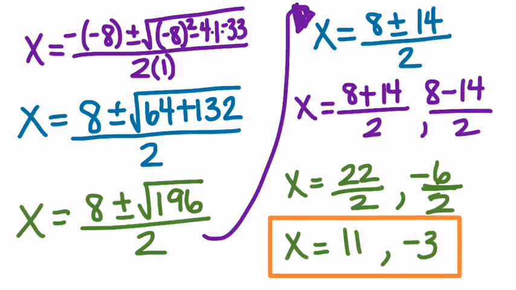Okay, so my two solutions for this equation are positive 11 and negative 3. What this means is if I was to graph this function, it would cross the x-axis at positive 11 and negative 3. These are the solutions, the zeros, the roots, the x-intercepts, all of those mean the same thing here.